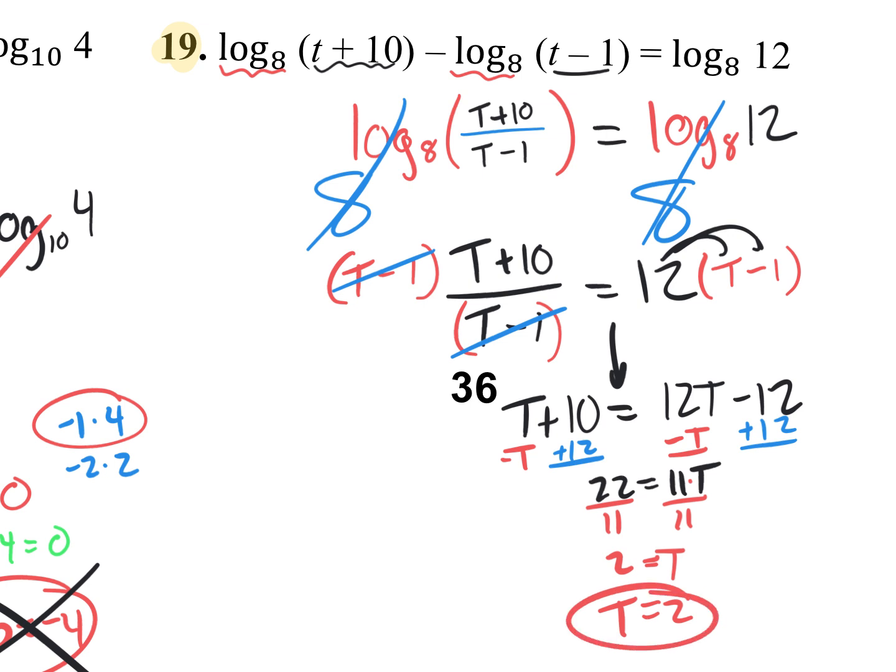And take a moment and make sure that when you plug in the 2, you don't end up with 0 or a negative. That gives you 12, we're good. Plug in 2, 2 minus 1 is 1, we're good. And that is all.